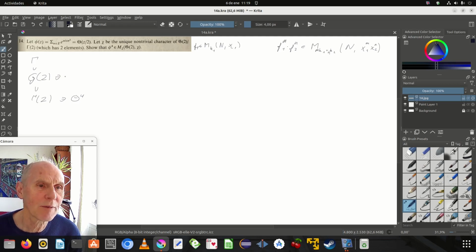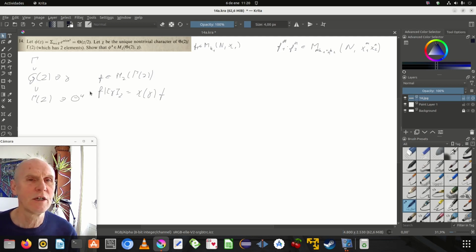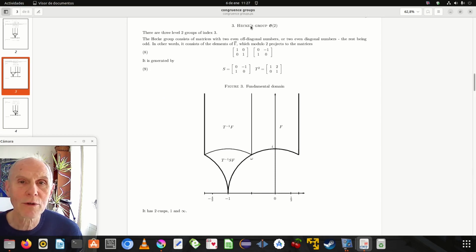Then if we have a gamma in this group, then we have a character on G2, which is constant on gamma of 2. So we need to find out what this character is and then go about proving it. So I found my notes on the Hecke group, and it's generated by S and T squared.